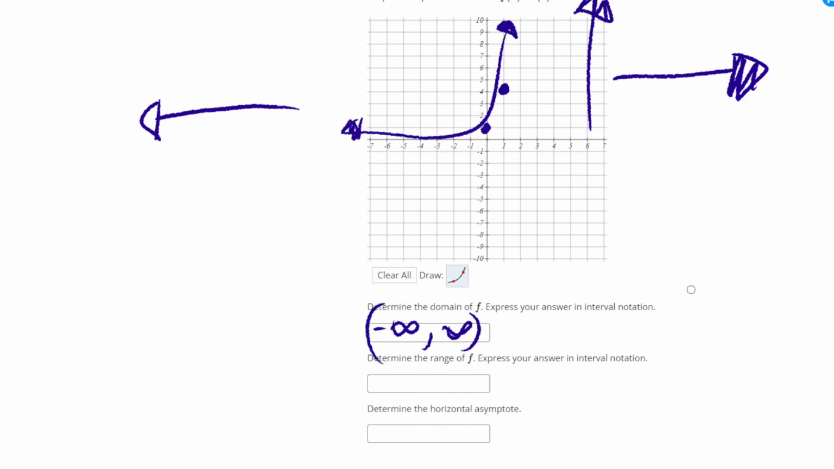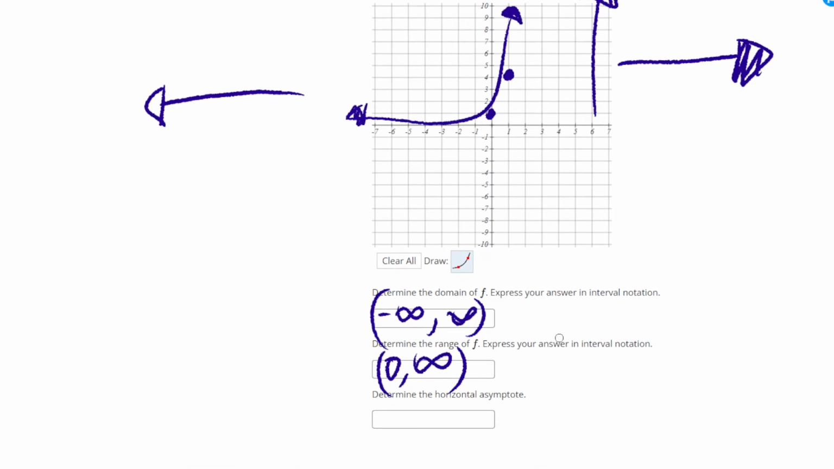Our range, however, is going to be different. Typically, if there are no transformations, you'll have 0, not included because it never touches 0, to positive infinity. And then the horizontal asymptote is going to be y equals 0. Now we're doing y because it's horizontal. It's side to side. Vertical is up and down, right?